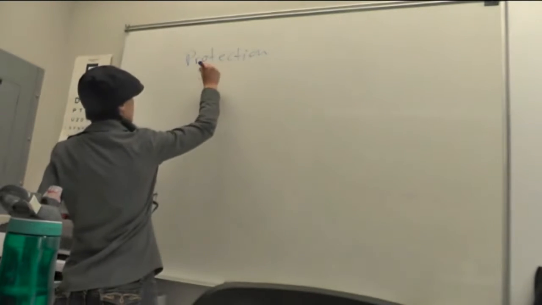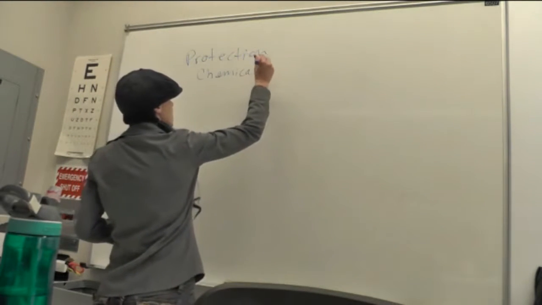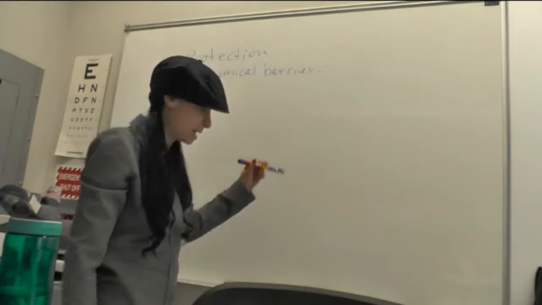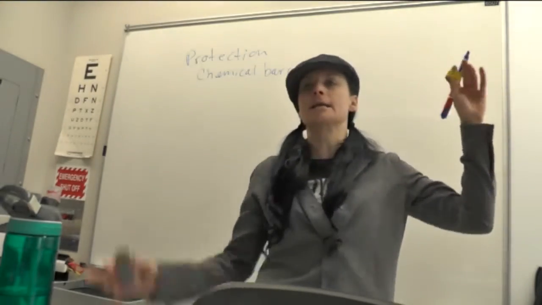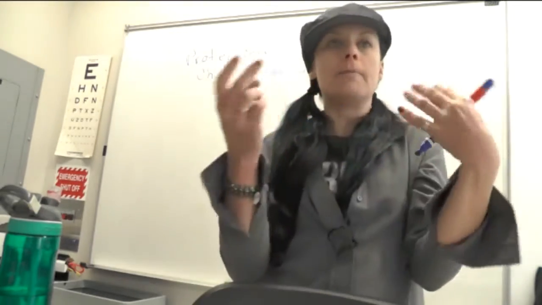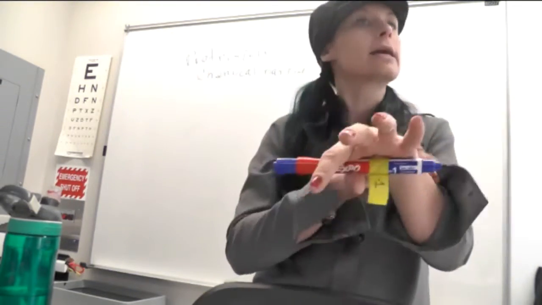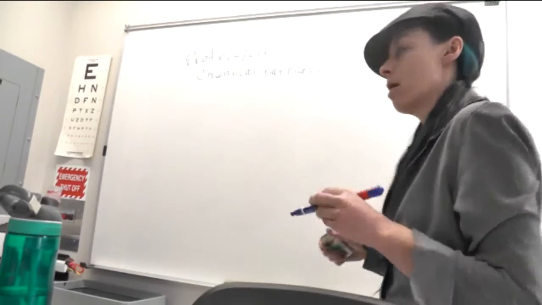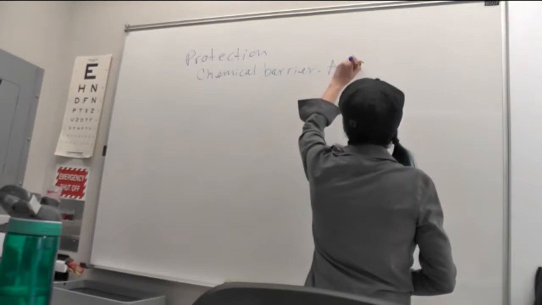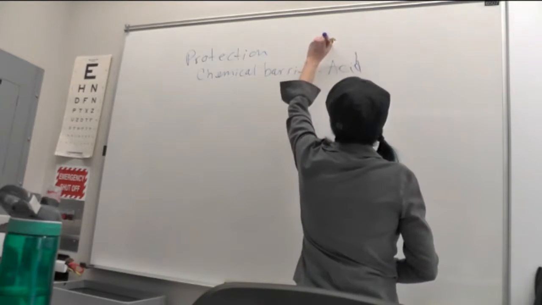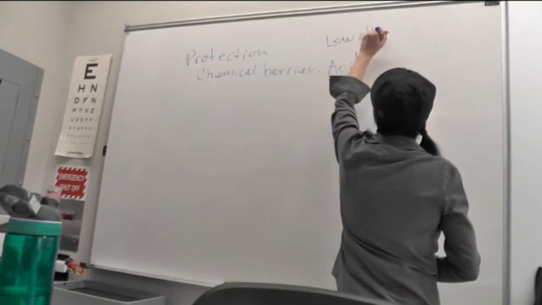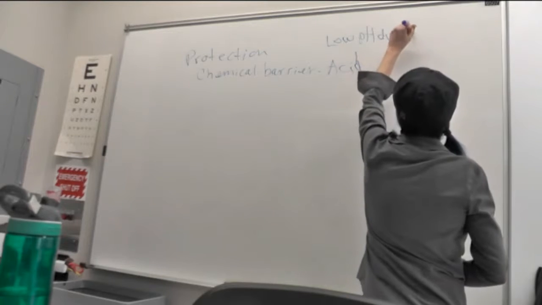This chemical barrier is created because your skin is acidic, and that creates what we call the acid mantle of the skin. It's because of the slightly acidic pH of sweat, because sweat contains nitrogenous waste and things like that. It makes the skin slightly acidic, and it makes it hard for microorganisms to grow. So we could say the chemical barrier is the low pH of the skin, due to sweat, which creates the acid mantle.